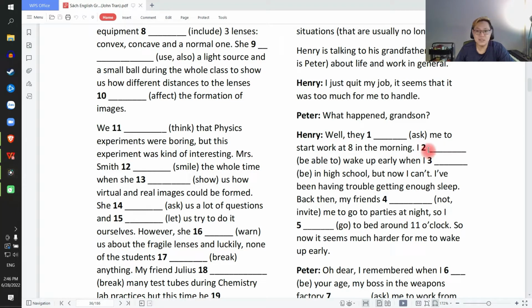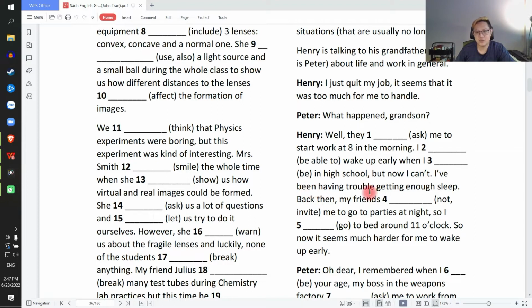Number two, I used to be able to, or I would be able to wake up early, because this is a past habit. So now it's no longer true. Đây là một thói quen trong quá khứ, bây giờ đâu còn đúng đâu. Con đã từng là có thể dậy sớm when I was in high school. Khi mà con ở trong trường cấp 3, cấp 2, con đã từng có thể dậy sớm được. Nhưng mà đây là quá khứ, past habits, right? This is only a past habit, no longer true. So, but now I can't. Nhưng bây giờ con không thể làm được nữa rồi. Con không thể nào làm điều đó nữa rồi.